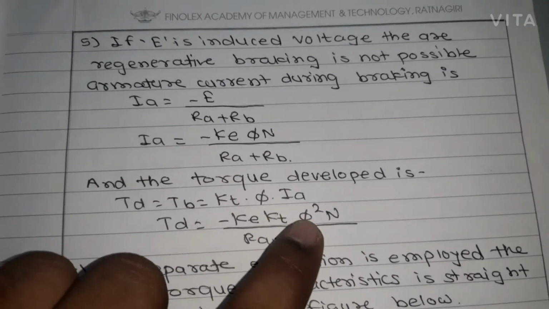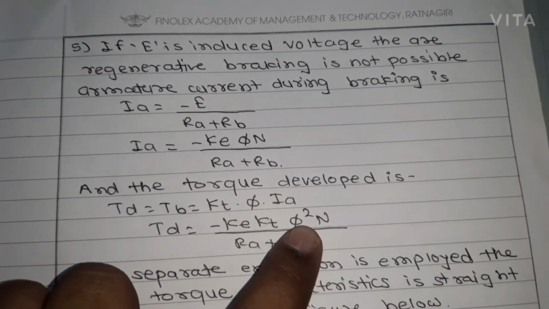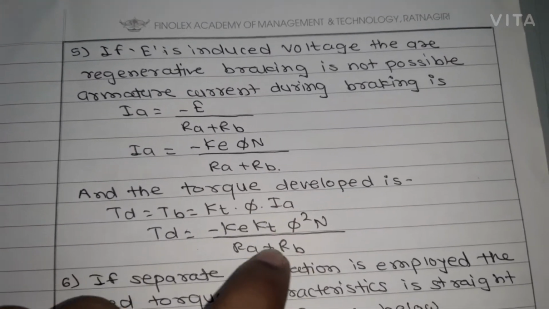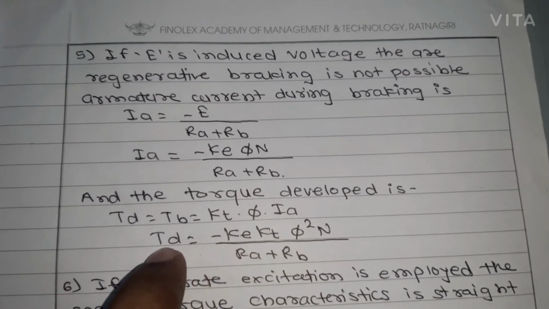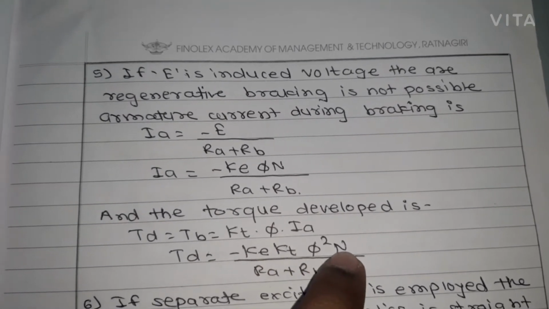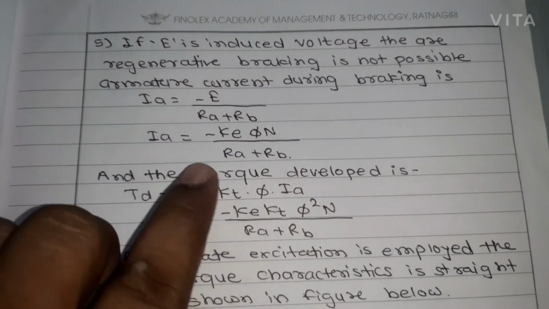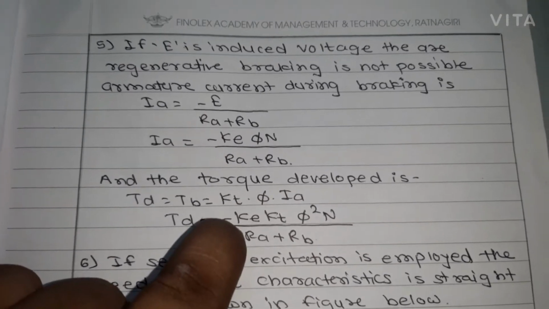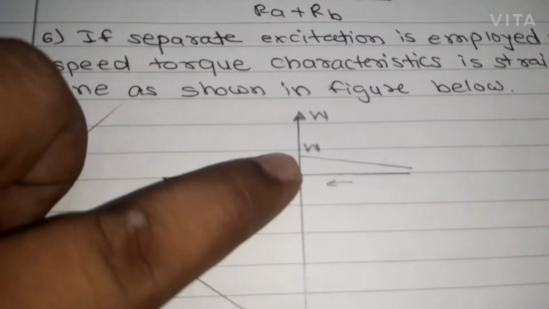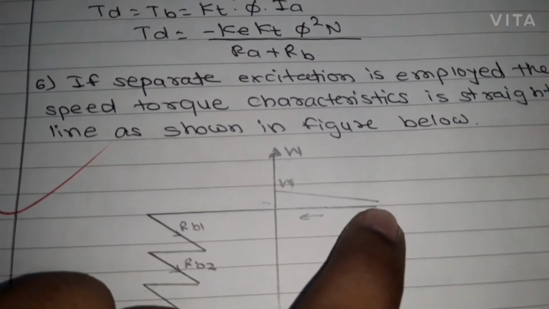In this torque equation, Ke and Kt are constants. For a shunt motor, flux is also constant. So this whole term along with RA plus RB will be a constant. Therefore the equation is torque developed equals some constant minus constant into the speed. It is like a straight line equation passing through origin, with a negative slope. During motoring, it is also a straight line equation, but it passes through V by K. This is the characteristic during motoring, and this is the operating point.